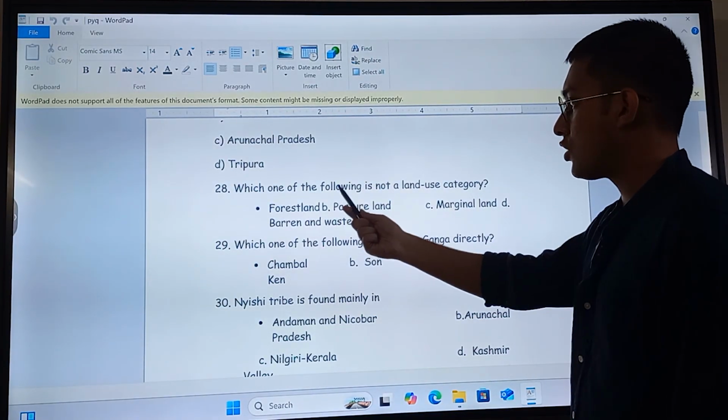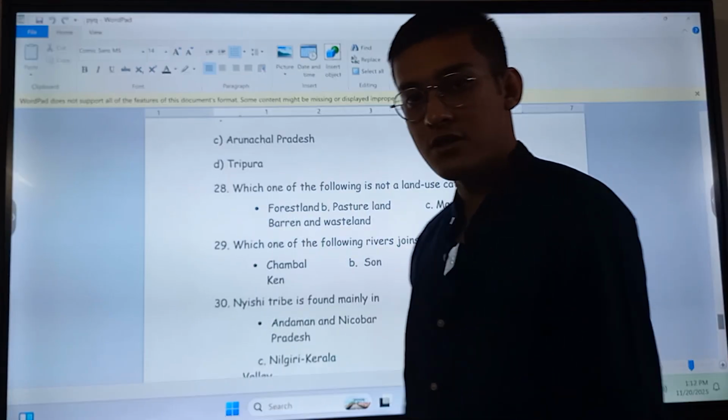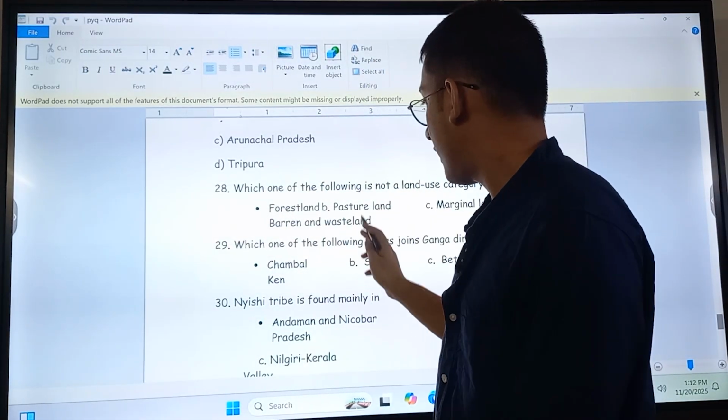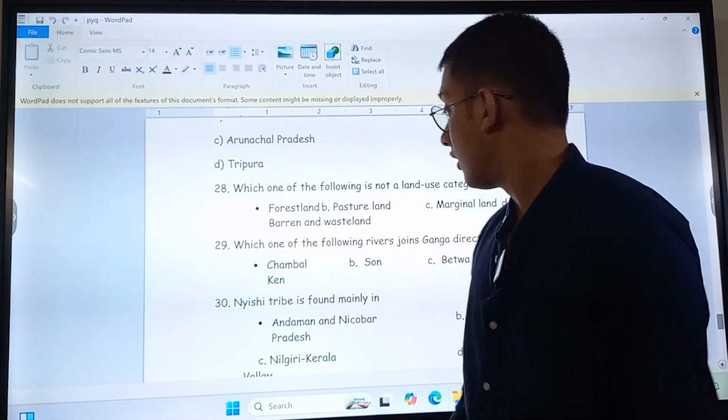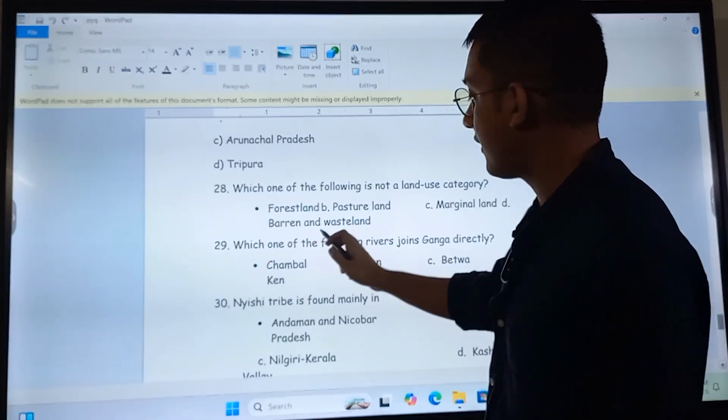It's a very simple question. Which of the following is a land use category? Land use. So forest land, of course, we use forest land. Pasture land, we use for feeding. Marginal land and barren and wasteland. The answer is easily barren and wasteland. It's written here, wasteland.